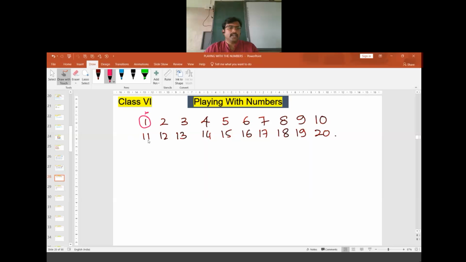Then you have to take the multiples of 2. You have to leave 2 and write the multiples of 2 and take them out. 4 is a multiple of 2, 6 is a multiple of 2, 8 is a multiple of 2, 10 is a multiple of 2, 12 is a multiple of 2, 14 is a multiple of 2, 16 is a multiple of 2, 18 is a multiple of 2, 20 is a multiple of 2.